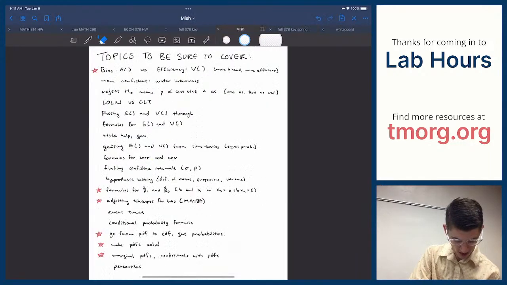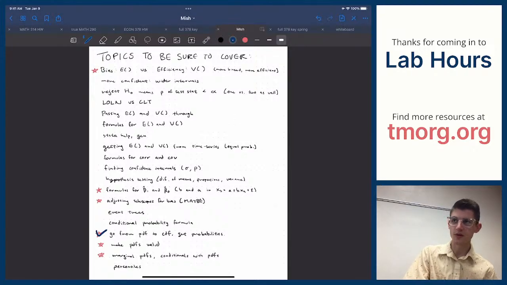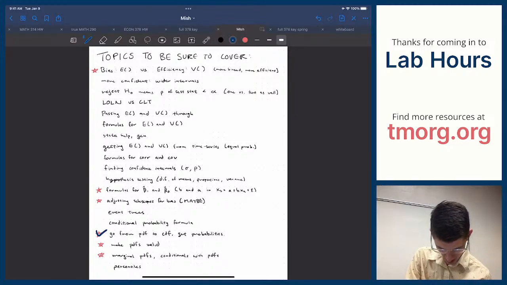That's the homework key. Let's just keep track of our progress here. So we've got going from PDF to CDF. And you guys remember, if I want the probability of something, well, we just went over it: integrate the PDF over the bounds that you'd like, or just plug it into the CDF. Anything you want to do. Make PDFs valid, covered. Let's talk about marginal PDFs for a second, and joint PDFs.